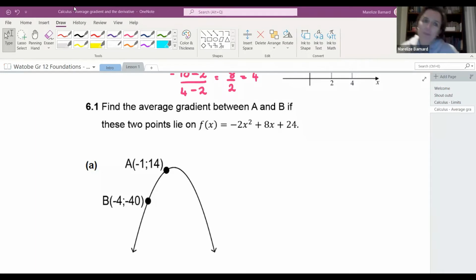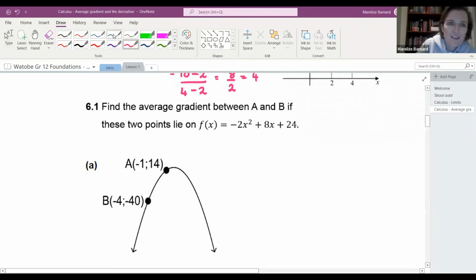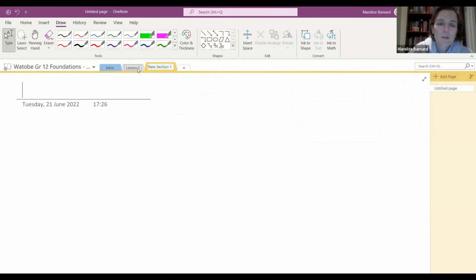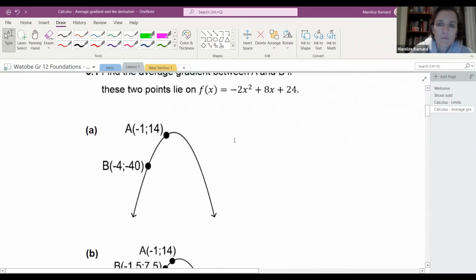That was really quick, Liam. Really quick. Lightning fast. Also lightning fast, everyone. I haven't even taken a sip of water and these guys are just calculating the gradient so quickly.